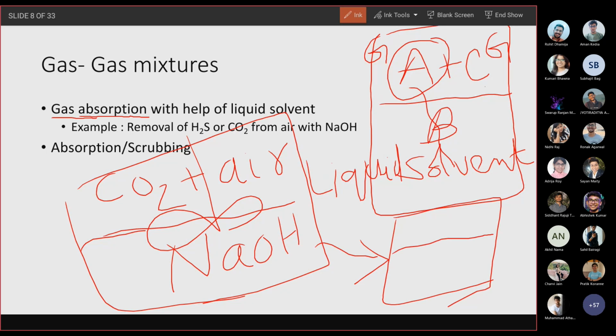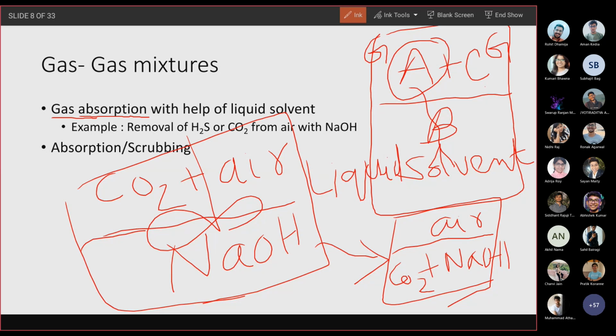Again, I have two phases. Bicarbonate will form. That is, CO2 diffuses and transfers to NaOH, and we have air in the top.